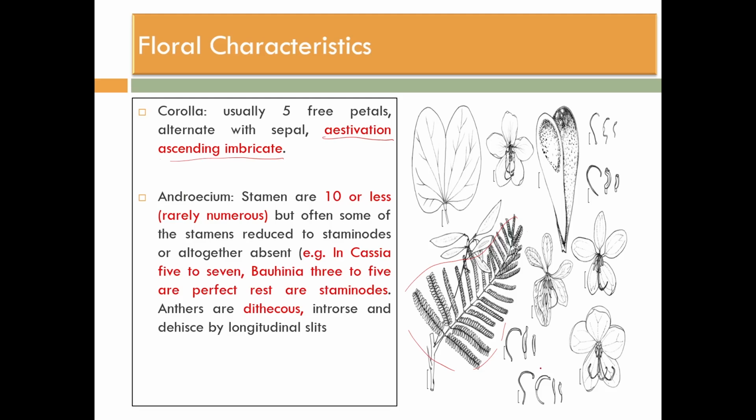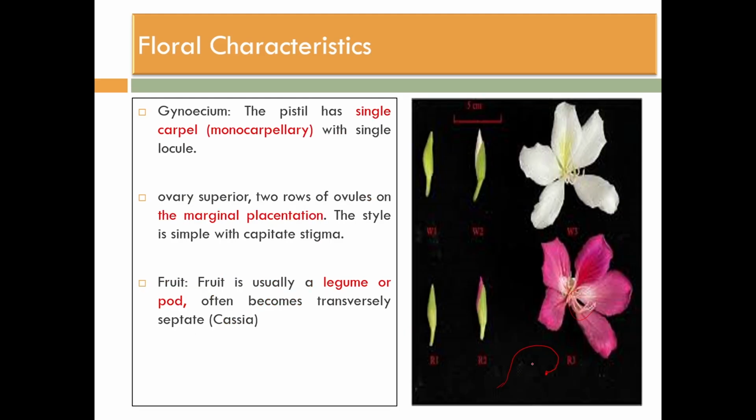This one is representing the gynoecium. They have marginal placentation, where ovules are arranged on these margins, and the stigma is capitate. So we can easily identify this family by the monocarpellary gynoecium.